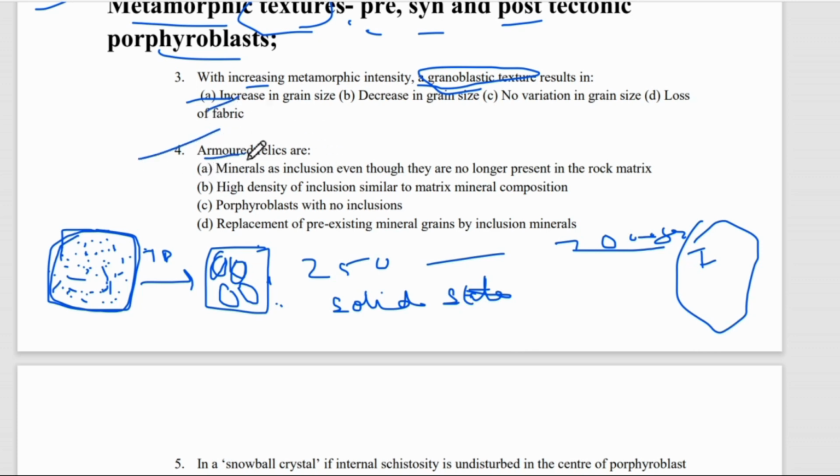Next is armored relics. So these are minerals present as inclusions even though they are no longer present in the rock matrix.